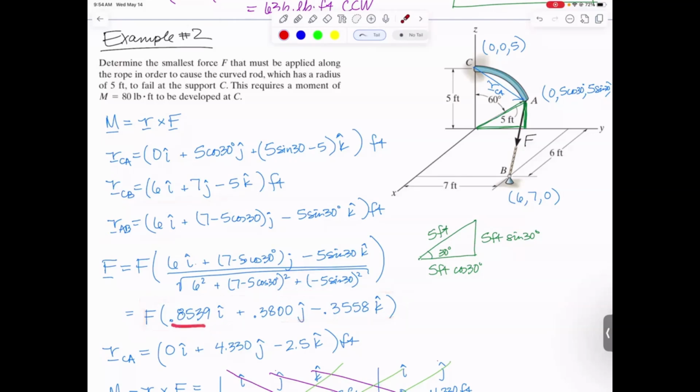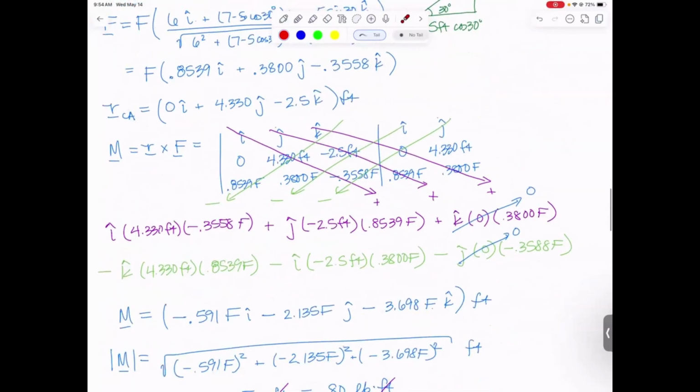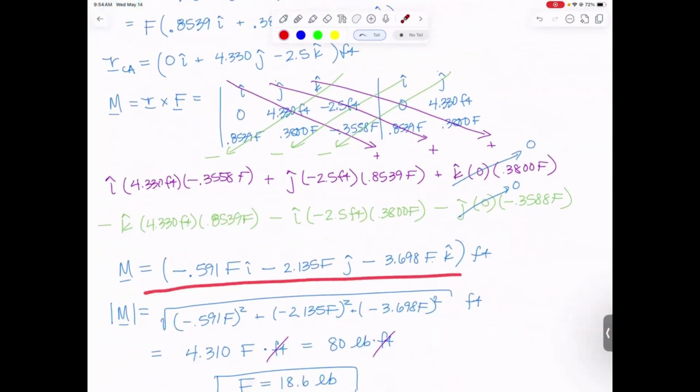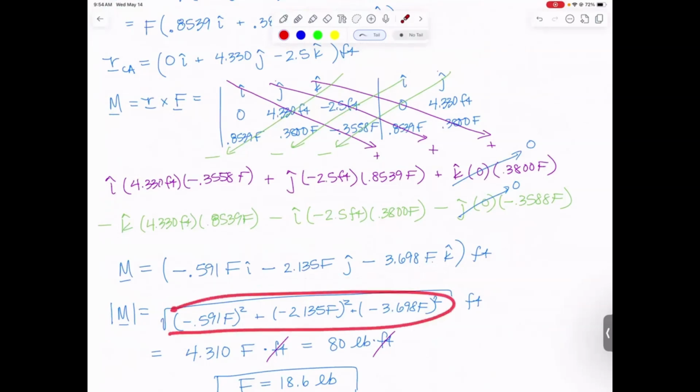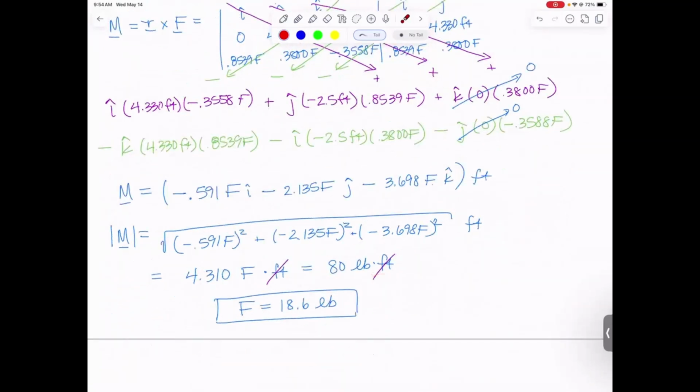Basically, we just need to know what are the relative sizes of the three components. Then we drop that all into a cross product. I showed you a new technique of using a basket weave technique to calculate and evaluate your cross product. We did that and we got the moment as a vector in terms of our unknown F. Then we found the magnitude, sum of the squares square rooted, set that magnitude equal to the moment that we know will cause it to break, and solve for F.